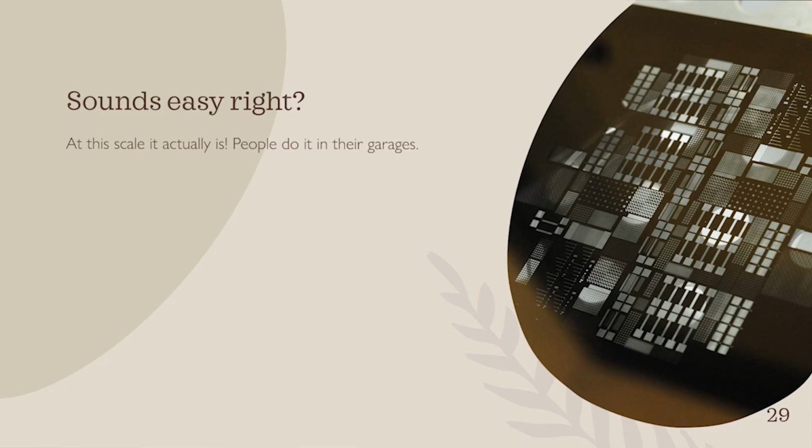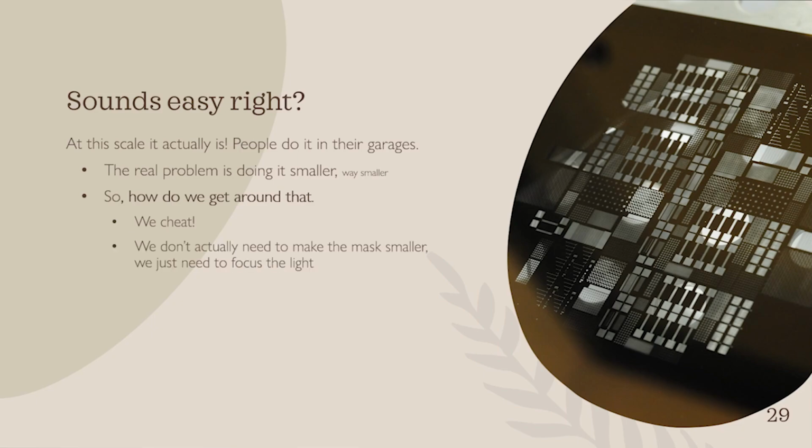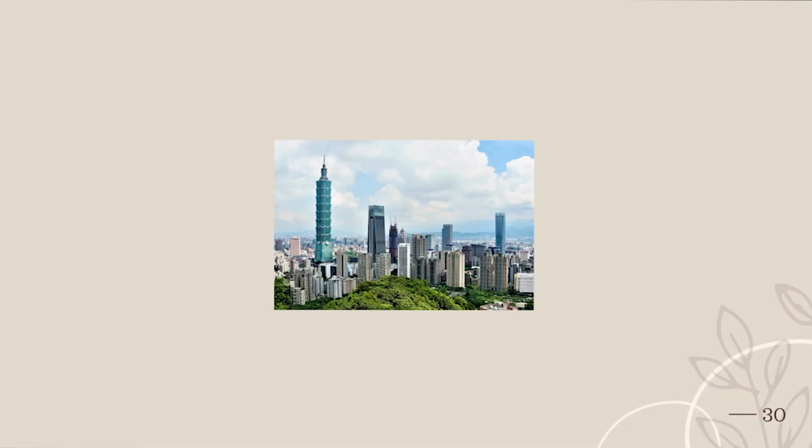The problem we're running into in the semiconductor industry is that things that get made small are really hard. So the problem is actually doing it smaller. To get it smaller, we cheat. We don't need to make the mask smaller, though. We just focus the light, because making things big is easy, and then focusing the light down is a lot easier.